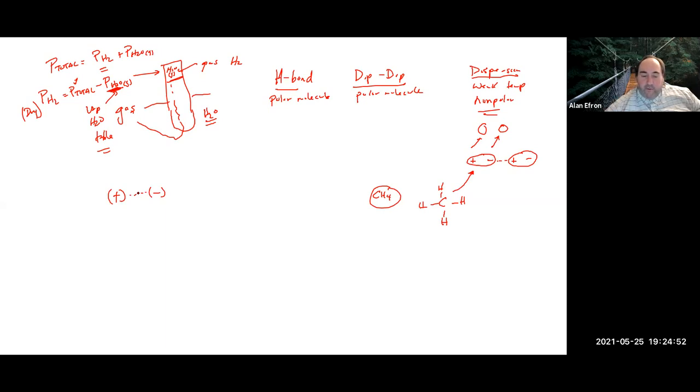Now, a polar molecule basically means that you have a fixed side that's positive and a fixed side that's negative, like water.